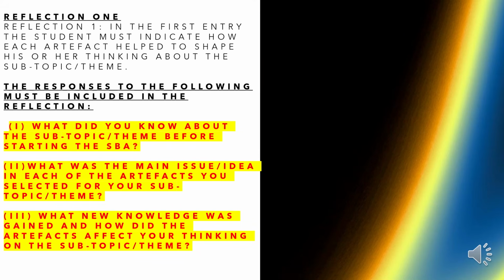1. What did you know about the subtopic or theme before starting the SBA? 2. What was the main issue or idea in each of the artifacts you selected for your subtopic or theme? 3. What new knowledge was gained and how did the artifacts affect your thinking on the subtopic or theme? And here is a sample reflection 1.